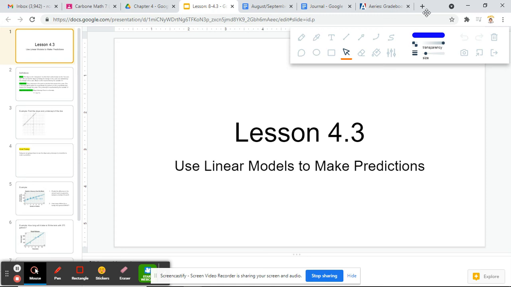Hello class, today we're going over lesson 4.3, how to use linear models to make predictions.